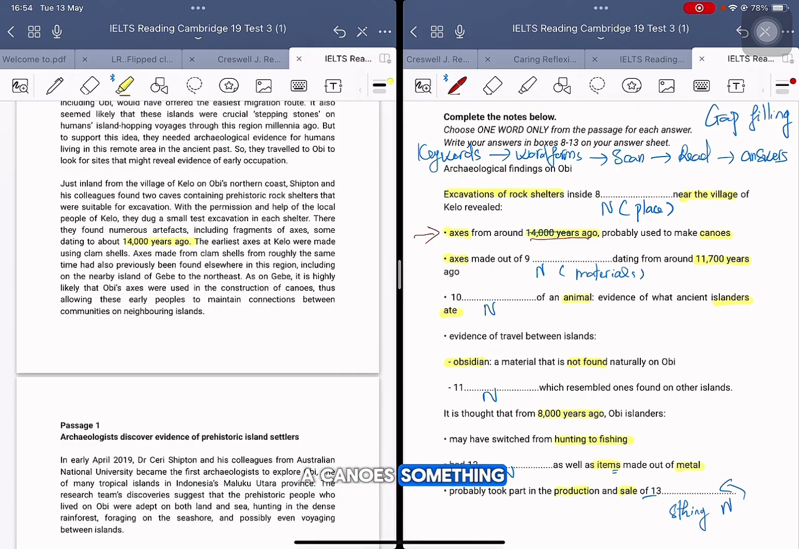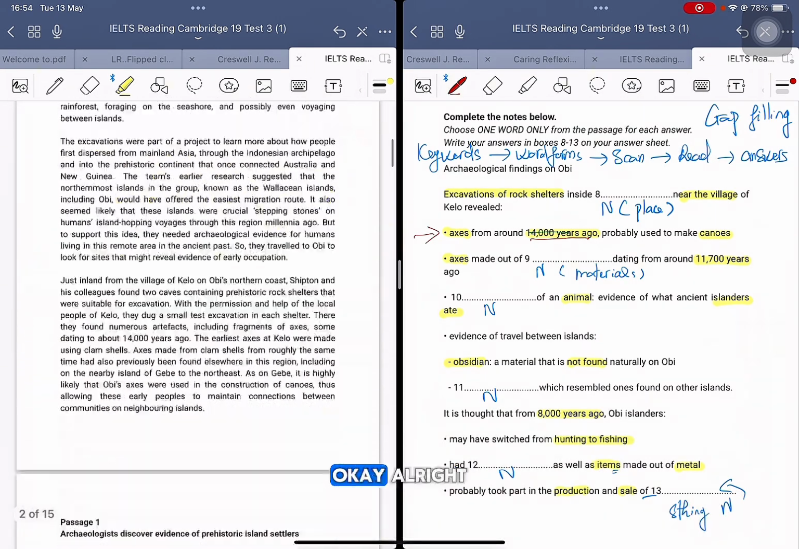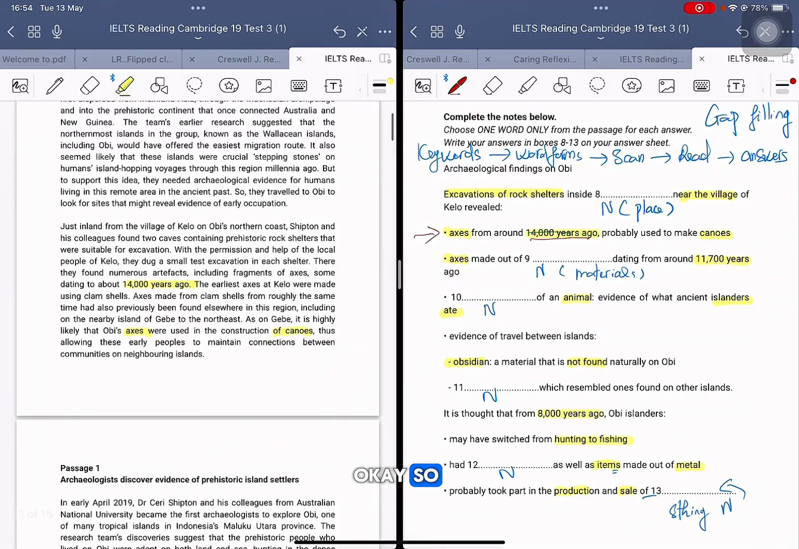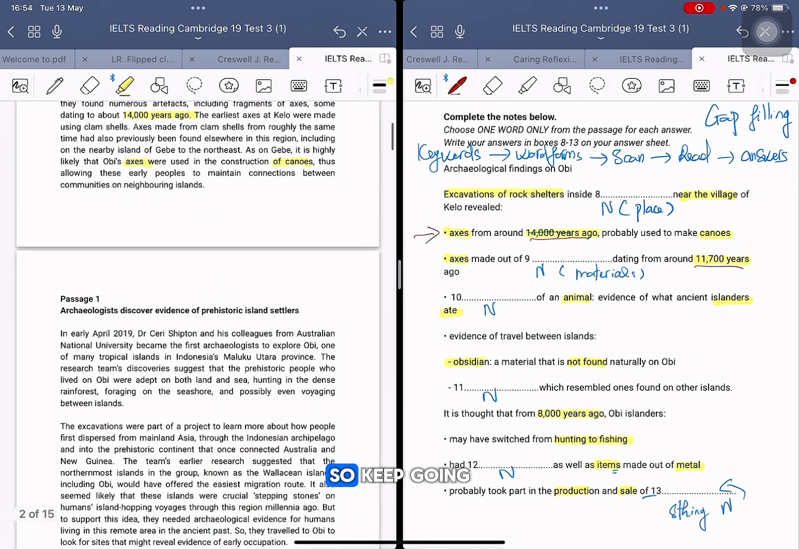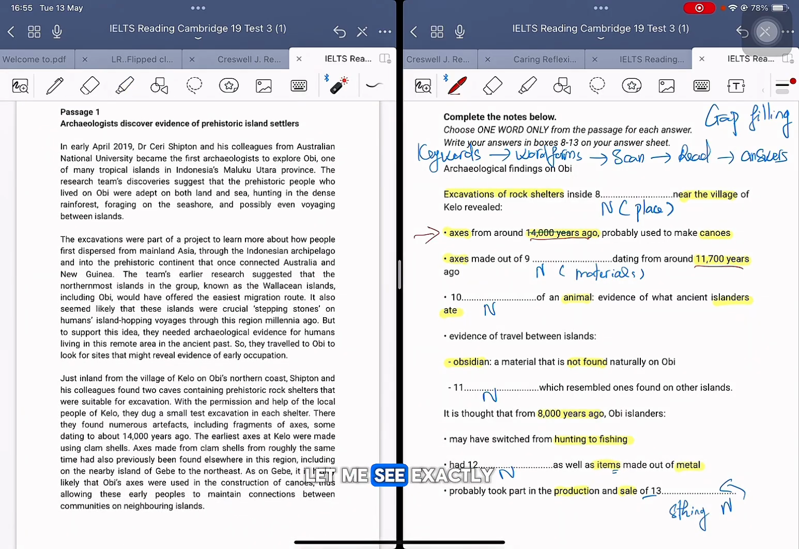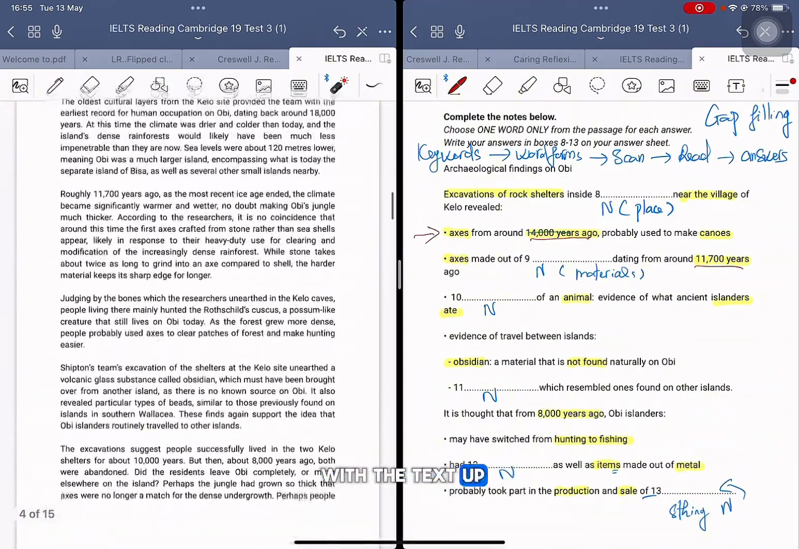And canoes something, so I need to find out the canoes, read quickly. And I can see axes here as well, the canoes, right? So I know for sure the answer is around here. Okay, all right. 11,700 years. So keep going. Let me see. Exactly the same. So this is 11. Oh, something wrong with the text up there.